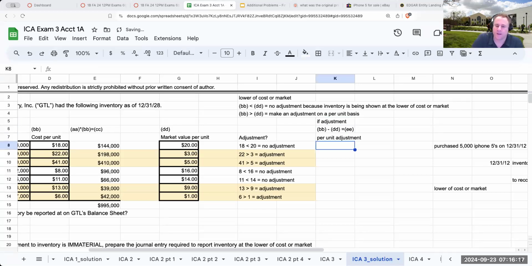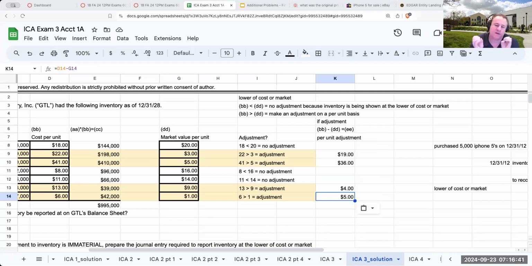So over here, my per unit adjustment is going to be 19, or 22 minus 3 is 19. 41 minus 5 is 36. 13 minus 9 is 4. And then 6 minus 1 is 5. So that's my per unit adjustment. Remember, this is per unit.